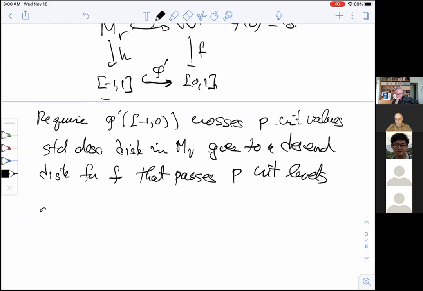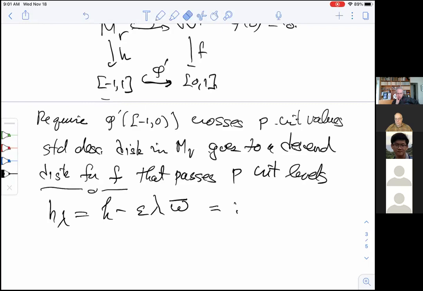And then I defined the elementary descending path H lambda to be H minus epsilon, some fixed small number, lambda times W bar, where W bar, just to remind you how I did it, is W of H, W of K, where W is a function whose support is -1, 1.